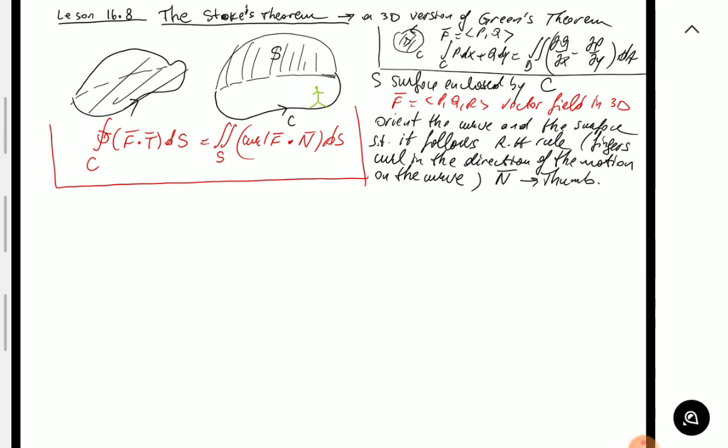you're going to orient the surface such that you will see the normal to the surface always pointing upward from your perspective, of course, as you walk on the curve, and to your left. Or like I said, you follow the right-hand rule. You curl the fingers around the motion of the curve, and then the thumb will point in the direction of the normal. Okay, so it has obviously a physical meaning, this theorem.